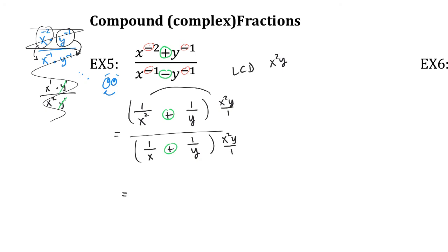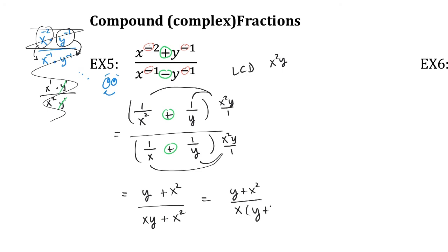So let's see, we would get the x squareds would cancel, so we'd just be left with y. And then here the y's would cancel, and we're left with x squared. And then one of the x's would cancel, so it would be left with xy. And then here my y's would cancel, so I'd be left with x squared. And then just final thing, I can factor out an x down in the denominator.